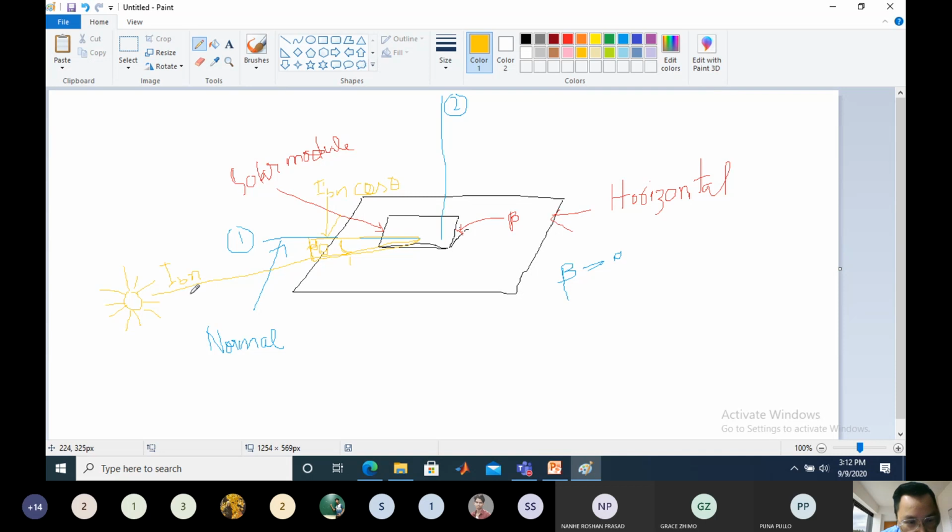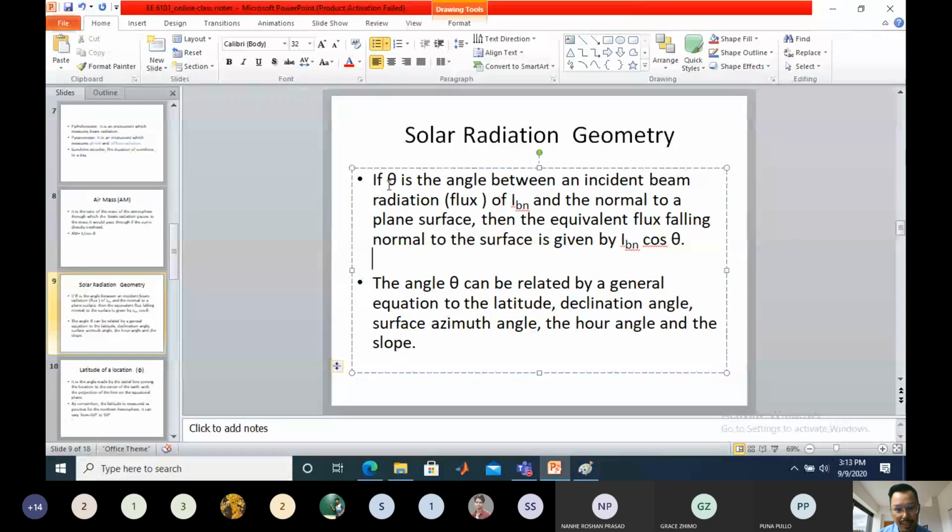Let me repeat again. This is the IBN. This blue line is the normal. The angle theta is the angle between the blue line and the yellow line. Now imagine an imaginary triangle inside it; the component of the solar radiation in this direction is IBN cos theta, which is nothing but the solar radiation normal to the solar module. If theta is the angle between an incident beam radiation of IBN and the normal to a plane surface, then the equivalent flux falling normal to the surface is given by IBN cos theta.